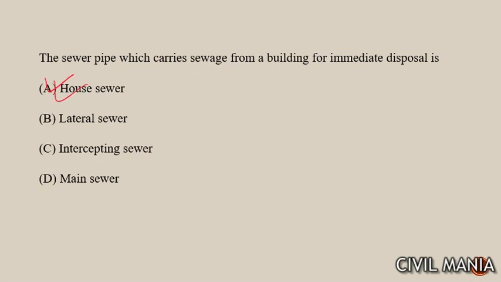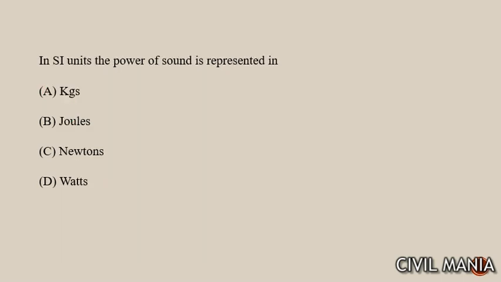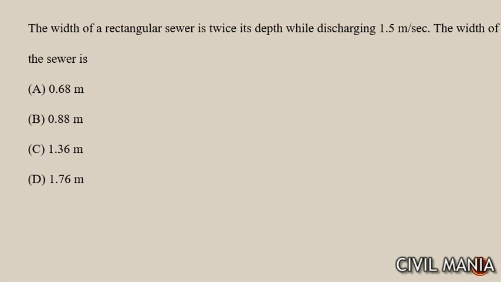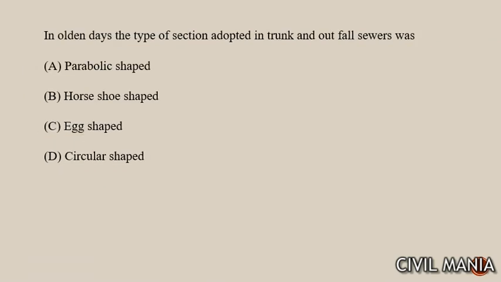Next question is, the SI unit for sound is what? Next question is, which one of the following resists hydrogen sulphide corrosion? It is glazed ware. Hydrogen sulphide corrosion is resisted by glazed ware. The width of the sewer will be 1.36. Next is, in olden days the type of section adopted in trunk and outfall sewer is horseshoe shaped.